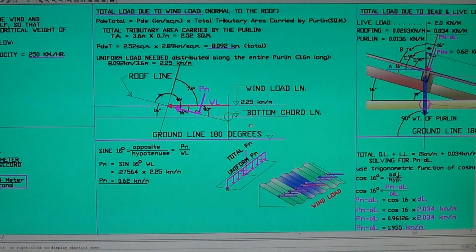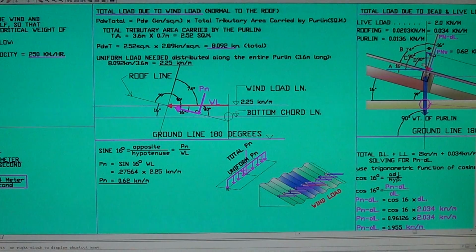And since they are in the same horizontal plane, if this is 16 degrees, for sure this angle here is also 16 degrees. This is the angle inside the vertical and the horizontal component of the wind load, and that is the angle of the load that we're gonna use to solve for PN. Alright, 16 degrees. That's easy.